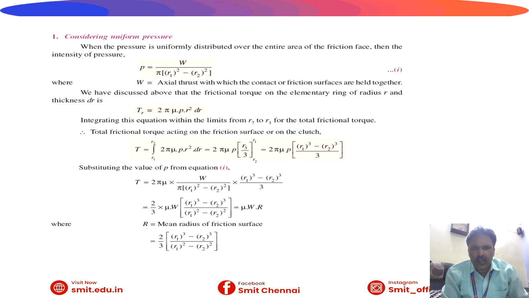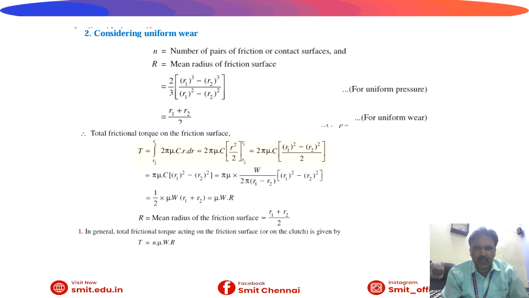And total frictional torque acting on the frictional surface or on the clutch is given by 2 pi mu P into R1 cube minus R2 cube divided by 3. Upon substituting these values and simplification, this relationship is also equal to mu W R. R is the mean radius of the friction surface. So this is the important term we are using only considering the uniform pressure.